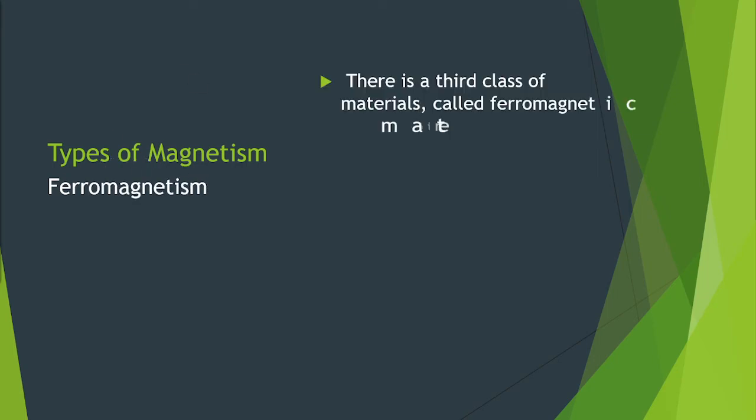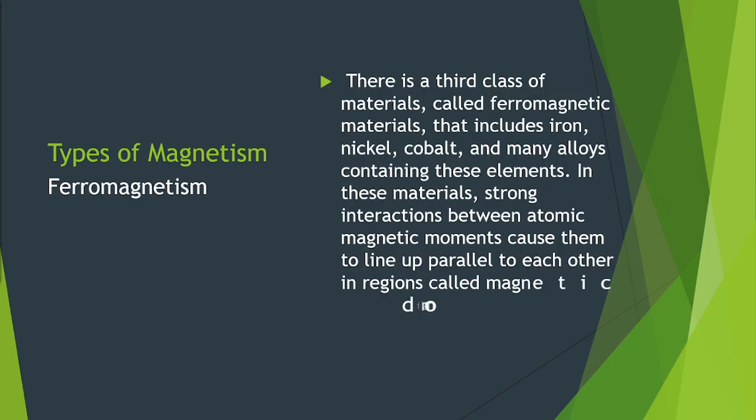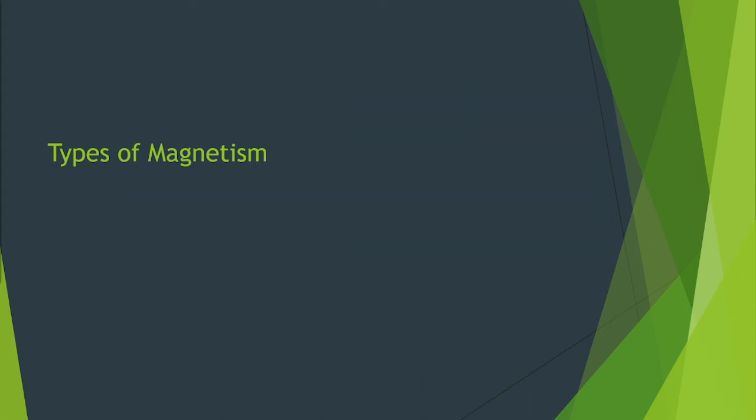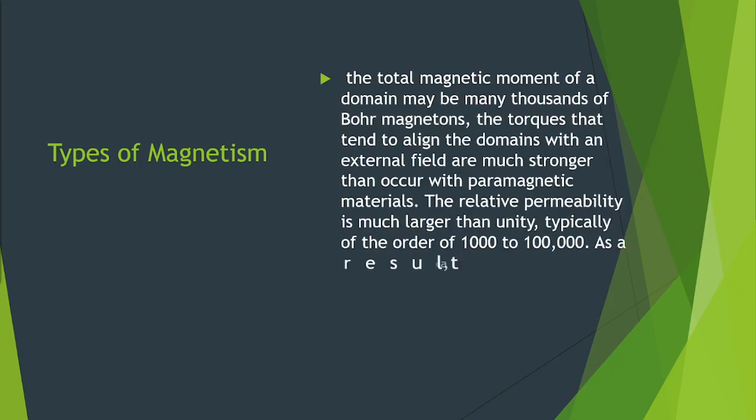The third type of magnetism is called ferromagnetism. Ferromagnetic materials include iron, nickel, cobalt, and many alloys containing these elements. In these materials, strong interactions between atomic magnetic moments cause them to line up parallel to each other in regions called magnetic domains, even when no external field is present. The total magnetic moment of a domain may be many thousands of Bohr magnetons.